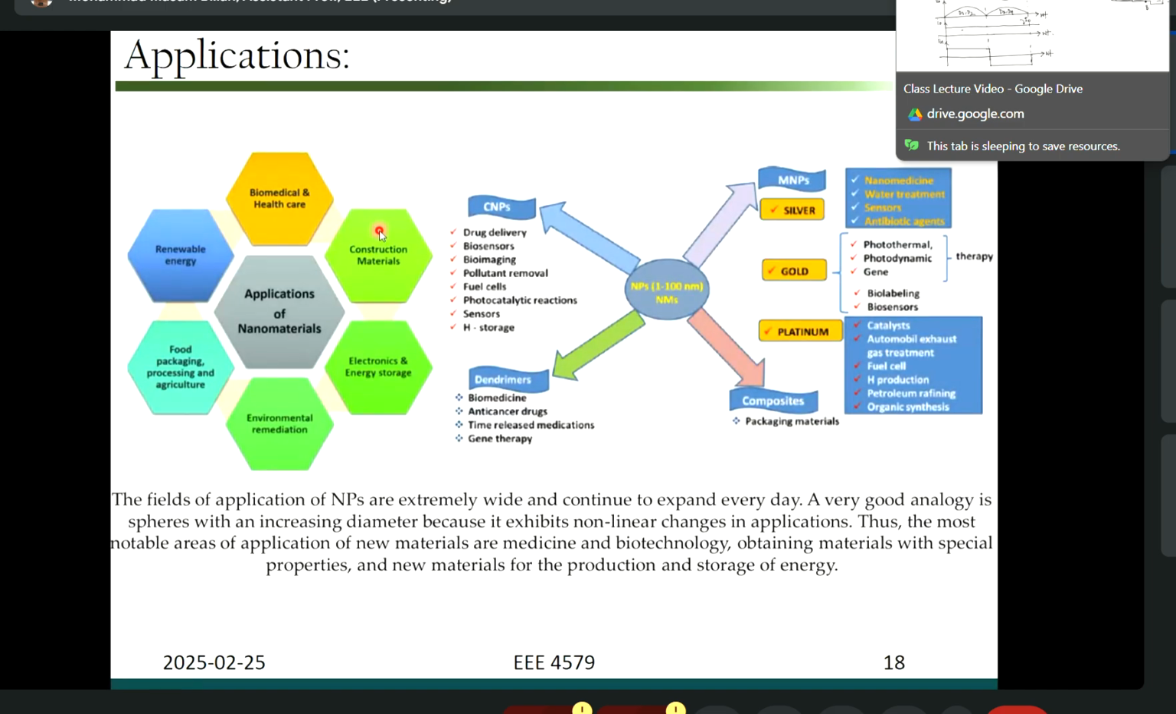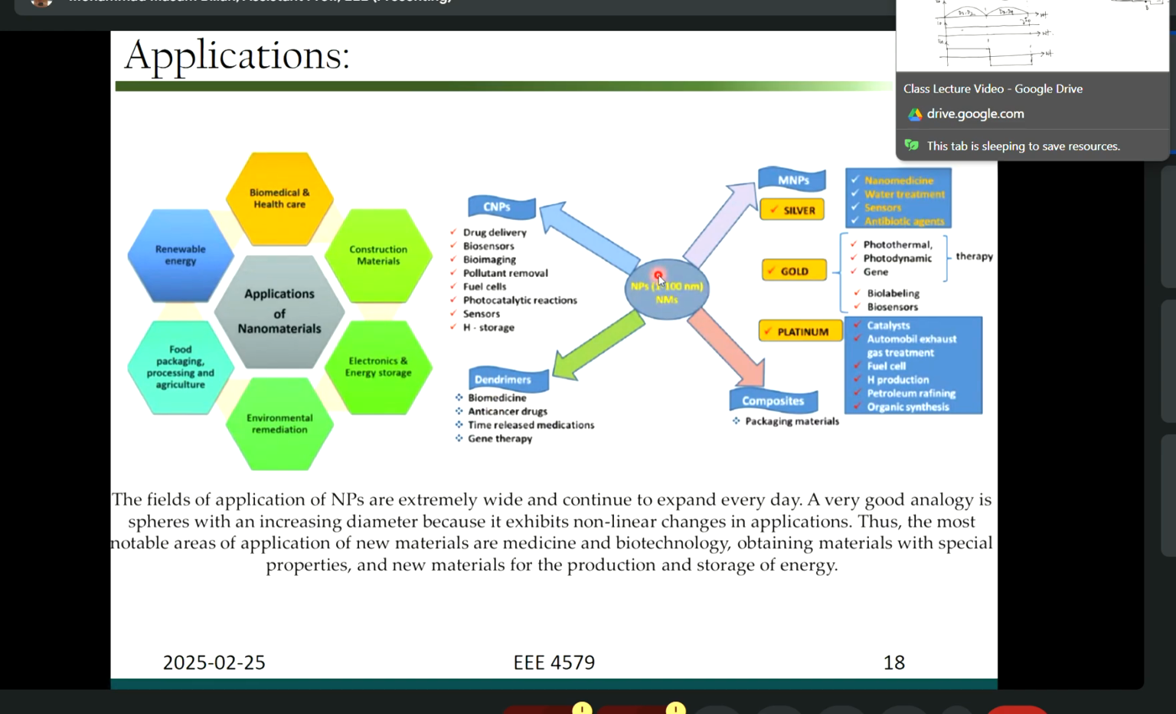From the applications point of view, there are so many applications of nanomaterials: biomedical and health applications, construction materials. Do you know the aeroplane? Their body is also a composite. They are nanoparticles, so they are very strong, because they are made of nanomaterials. Electronics and energy storage, different battery materials, they are nanomaterials these days. Environmental remediation, then food packaging, storage, and agriculture, we have some applications. Renewable energy, for example making solar cells using different nanomaterials. This is one of the very good examples and areas of research.